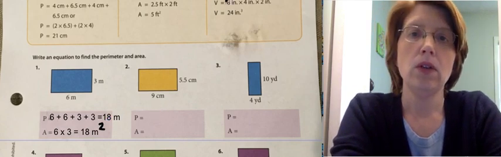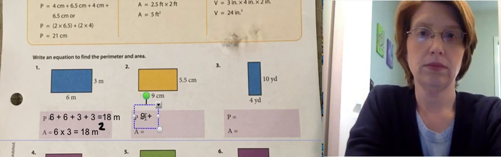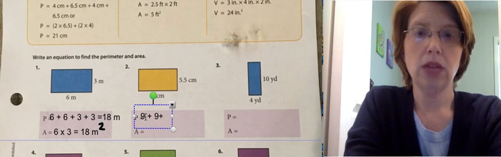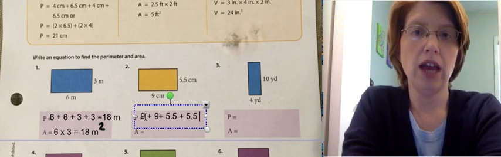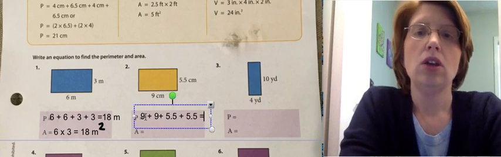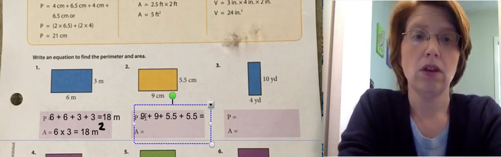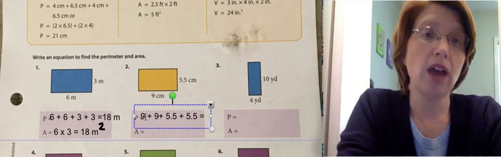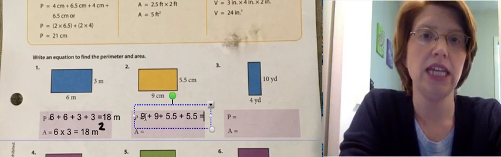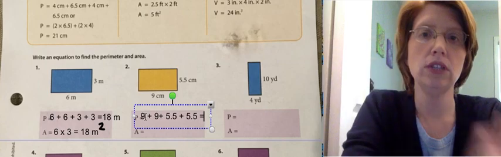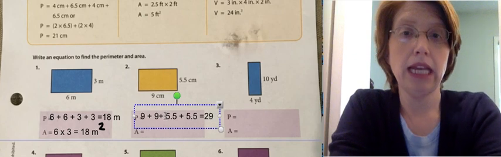Okay? Now for this one, it would be 9 plus 9 plus 5.5 plus 5.5 equals... so 9 plus 9 is 18, and 5.5 plus 5.5 would be 11, right? Because 5 and 5 is 10, and then 2 halves would make another 1, so that would give me 11. So 11 plus 18 is 29 centimeters.